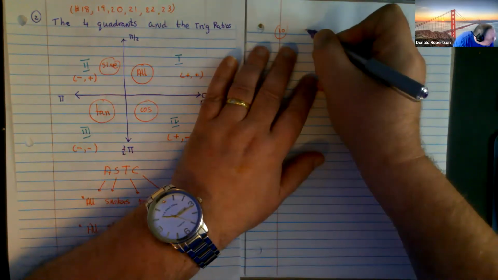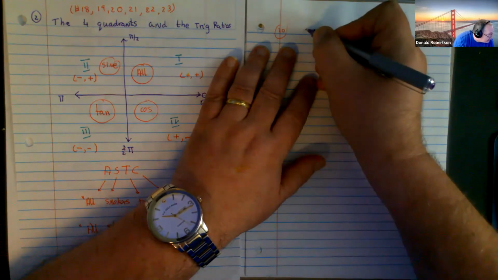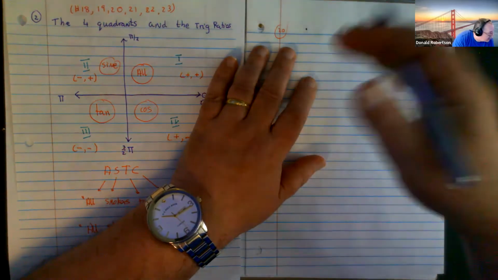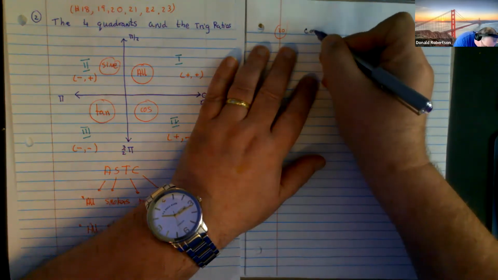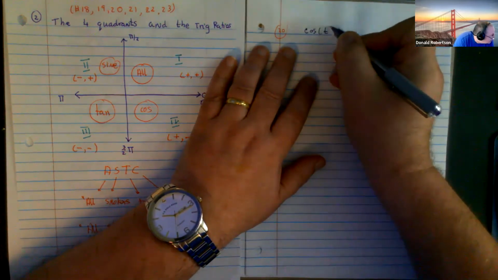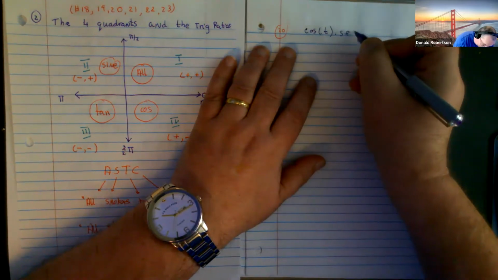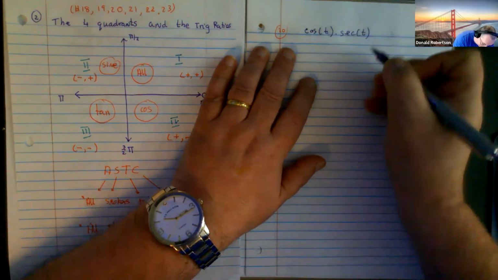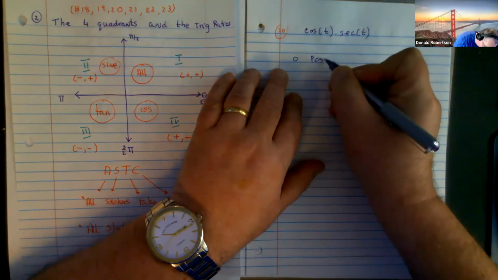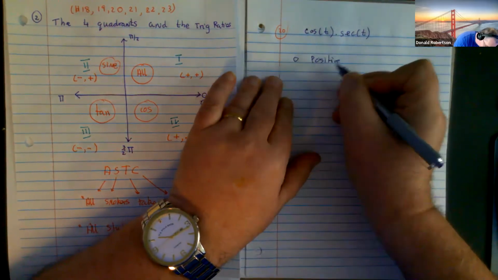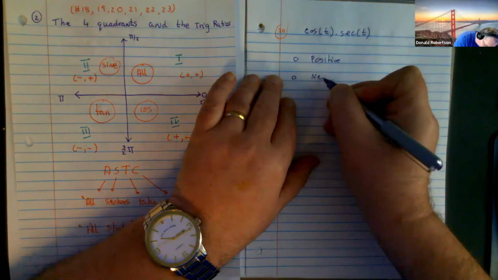In question 20, they say, find the sign. That means tell me if it's positive or negative. That's your only two choices. For the cosine of t times the secant of t, the only two choices are that it is always a positive answer, or it's always a negative answer.